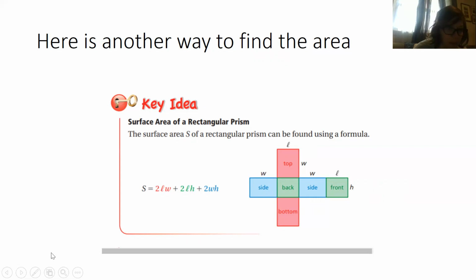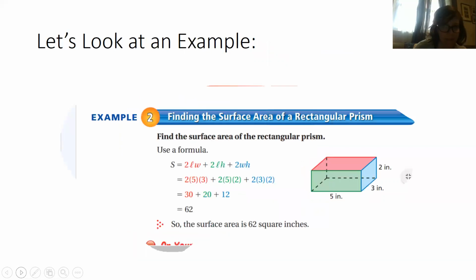All right, here is another example. What I'd like for you to do is, on a piece of paper, practice writing it out so you can see what it's like to solve. So the formula again: surface area equals 2 times the length times the width, plus 2 times the length times the height, plus 2 times the width times the height.